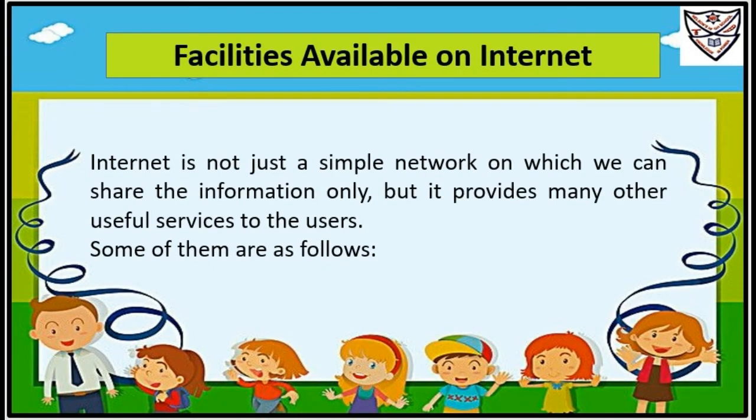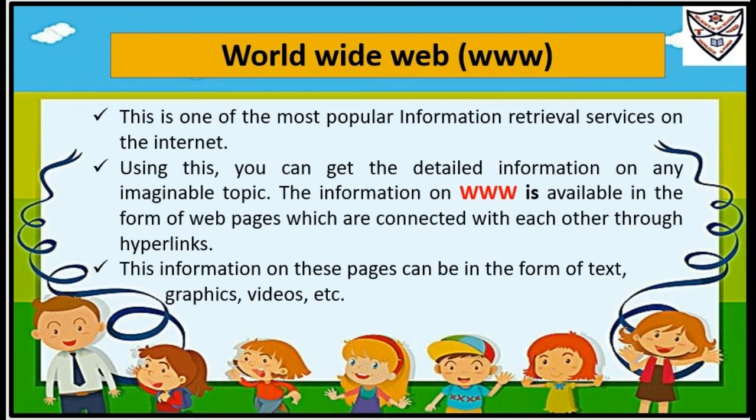Facilities available on the internet. The internet is not just a simple network on which we can share information only, but it provides many other useful services to the users. Some of them are as follows: World Wide Web, that is WWW. This is one of the most popular information retrieval services of the internet. Using this, you can get detailed information on any imaginable topic. The information on WWW is available in the form of web pages which are connected with each other through hyperlinks. The information on these pages can be in the form of text, graphics, videos, etc.